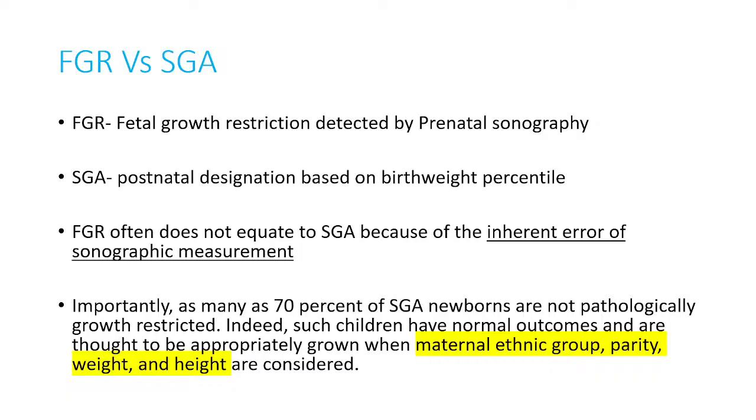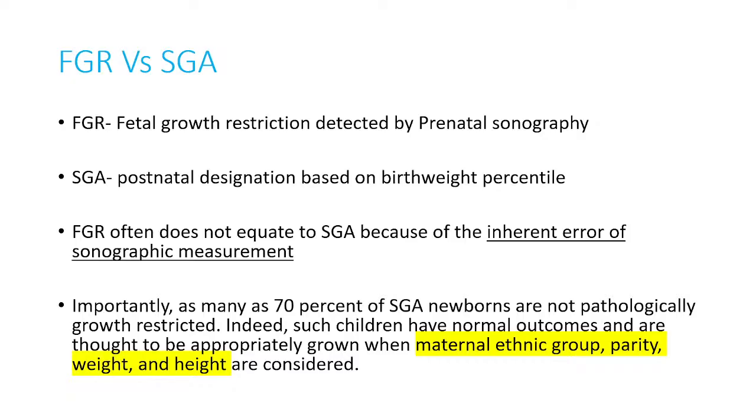Then two terms are there, one is FGR, fetal growth restriction, and another is SGA, small for gestational age. You should not be confused with these two terms, that is why I have put it here. FGR means fetal growth restriction, detected by prenatal sonography. By doing sonography, you measure the various parameters, as I have already told, and if you are estimating some weight or AC, and that weight or AC is less than 10 percentile, then that is FGR. So, it is primarily detection of fetal growth abnormality during the prenatal period using sonography.